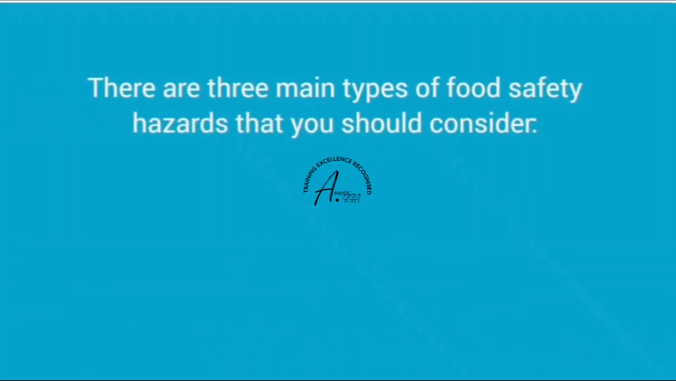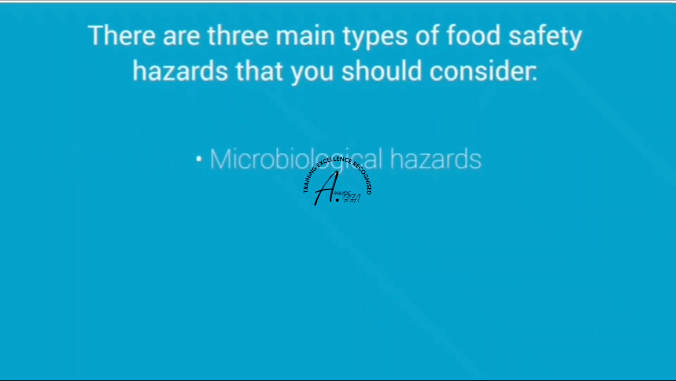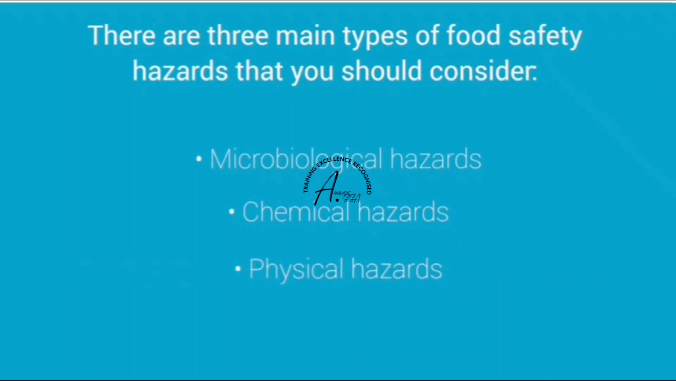There are 3 main types of food safety hazards you should consider: microbiological hazards, which involve harmful bacteria, chemical hazards, which involve chemical contamination, and physical hazards, which involve objects getting into food.